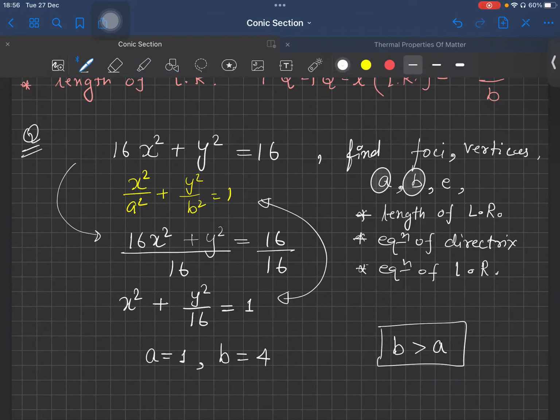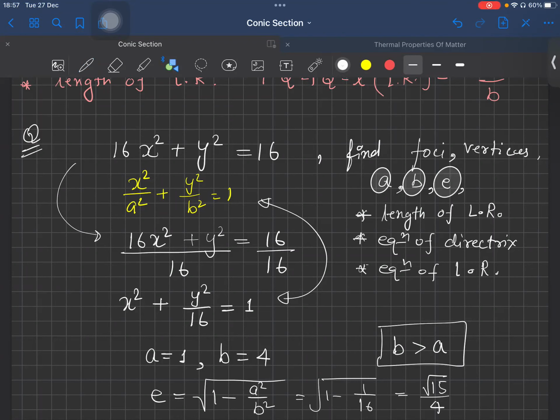Now let's find e. Eccentricity is equal to square root of 1 minus a square upon b square. So 1 minus 1 upon 16, that will be square root of 15 upon 4. That is your eccentricity. Fine, so this also we are done with.